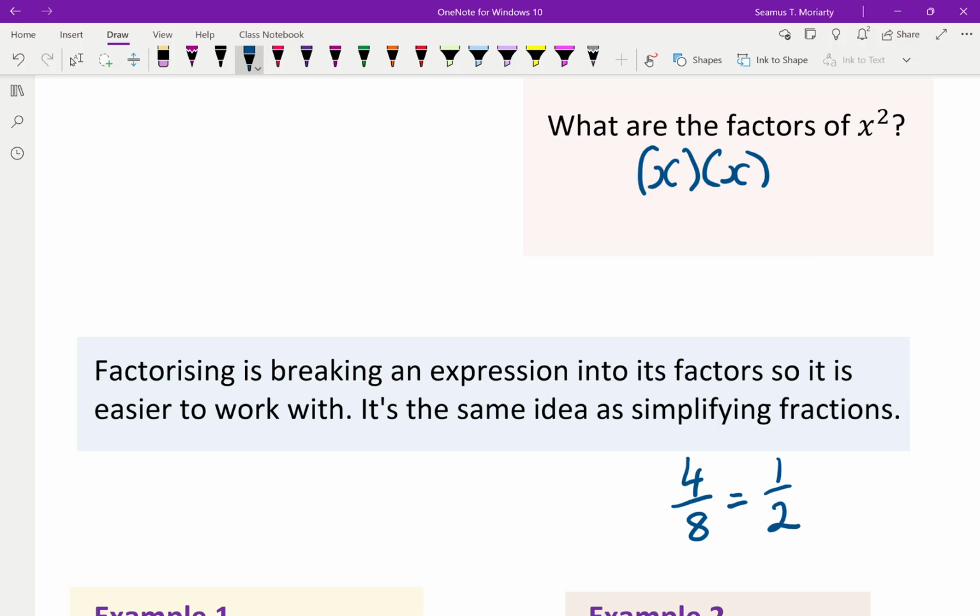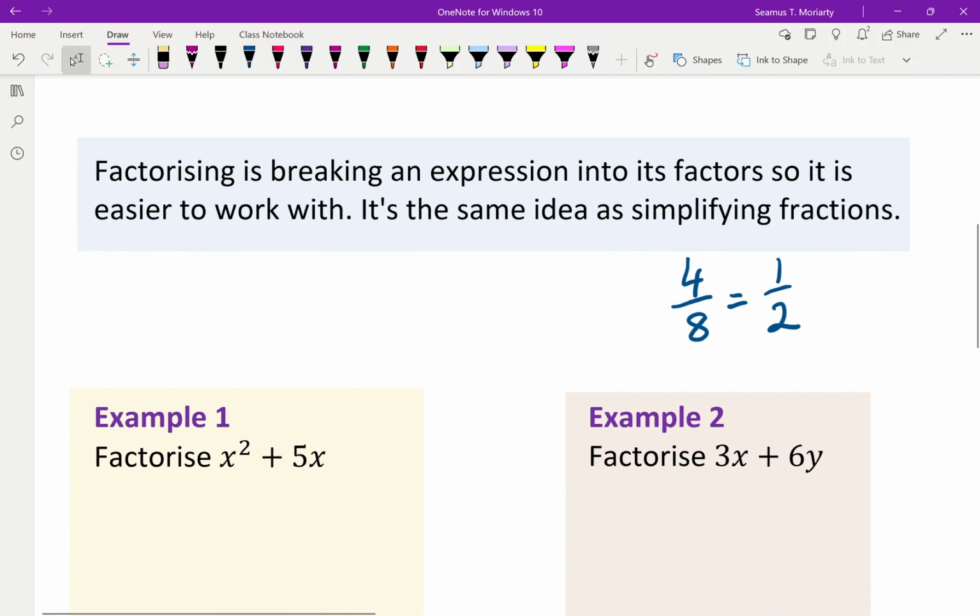The first method of factorising we're going to look at is called highest common factor, or you'll see HCF for short. In example 1, factorise x squared plus 5x. So we look at x squared and positive 5x for what they have in common. They have an x in common. So let's take out our common factor, x, and see what's left over.